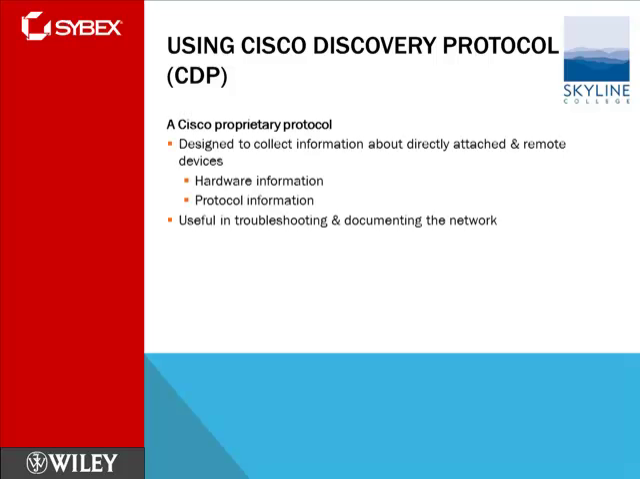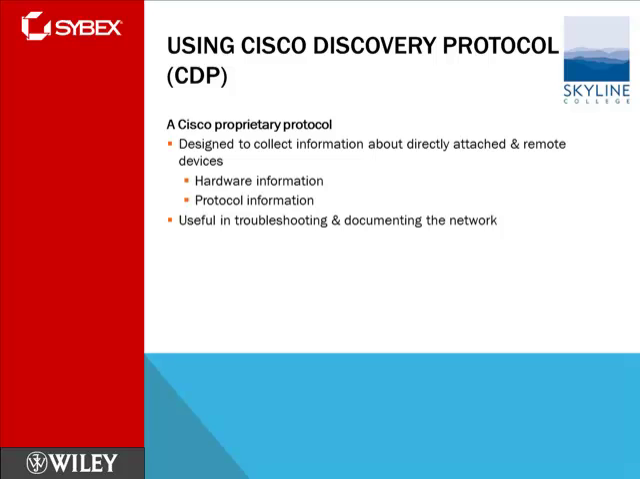CDP, Cisco Discovery Protocol, is a proprietary protocol, and it is turned on by default, which means that it's telling everything that's directly connected to it who it is and what its particulars are. Again, this is one I want to show you a little bit about. The hardware information, protocol information, we can find out what the IP address is of the other system. It's a layer 2 protocol.